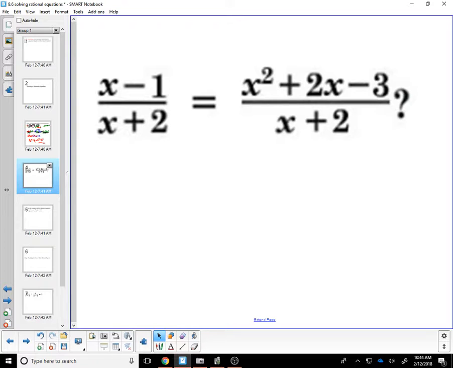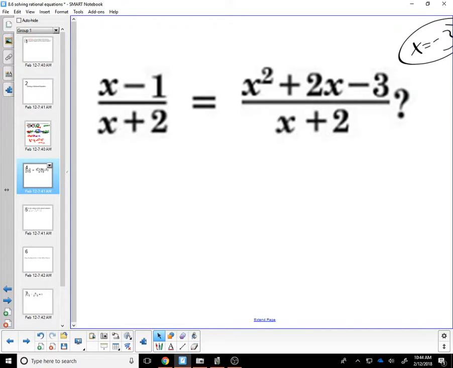Anybody got a solution they want to offer up? What do you got, Sylvia? X squared plus x minus 4. Solution, x equals. What does x equal? You got something? Yeah, I got -3. So I got x equals -3 two times. Can I get a third on that? All right, well, what's my LCD?